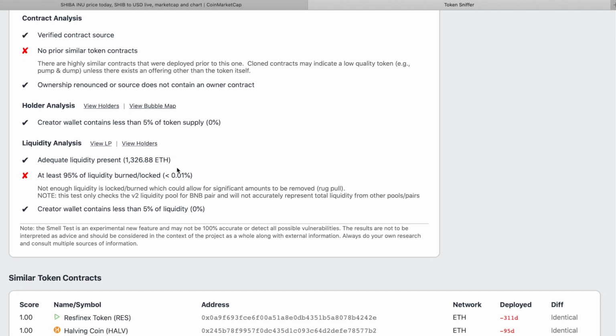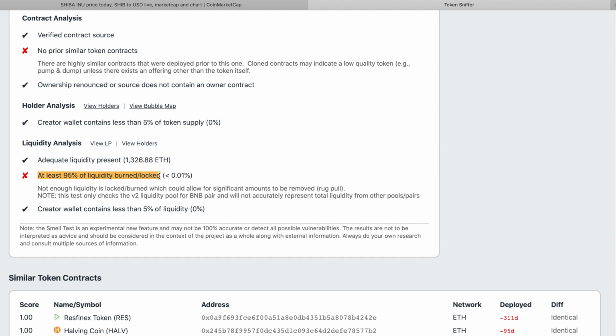Now, this is also important because you want to know that there is money there in this token. For example, in this one, this is like 1,326 Ethereum. Now that's a lot of money. So liquidity present is important because it shows you that, yeah, if you want to sell, you will be able to sell.